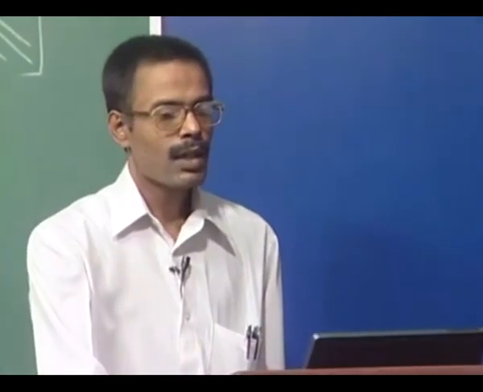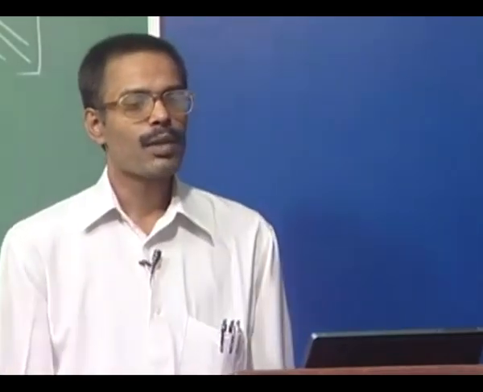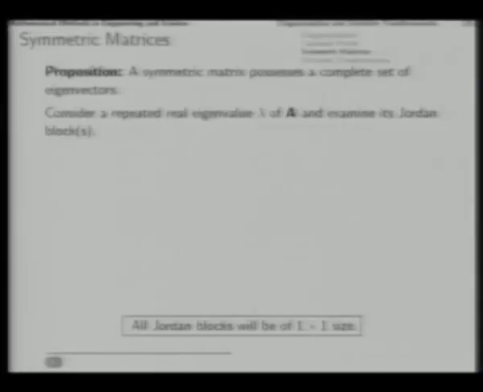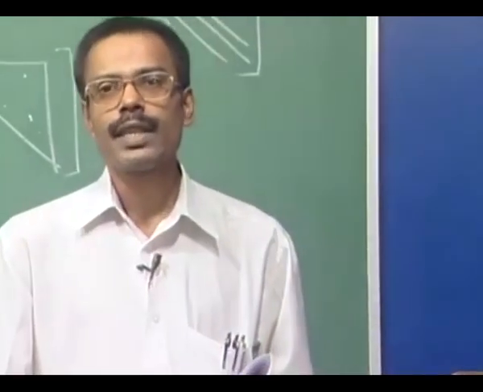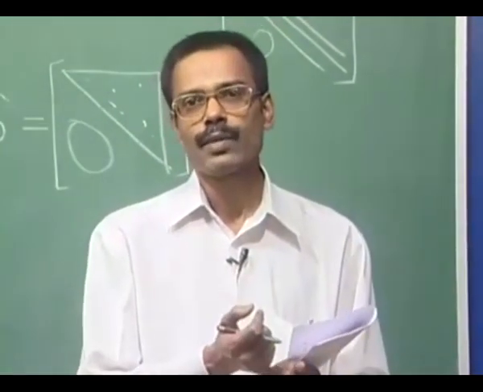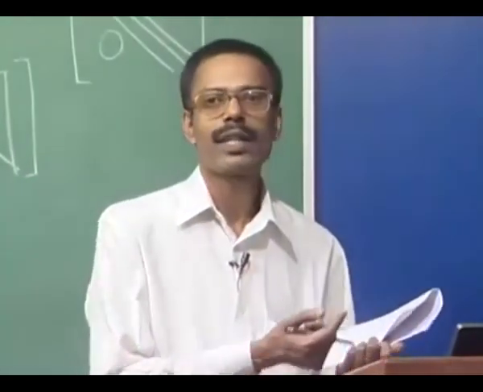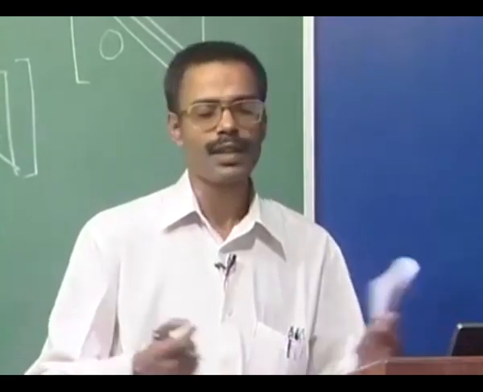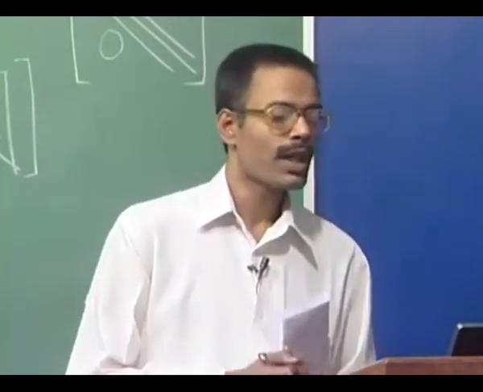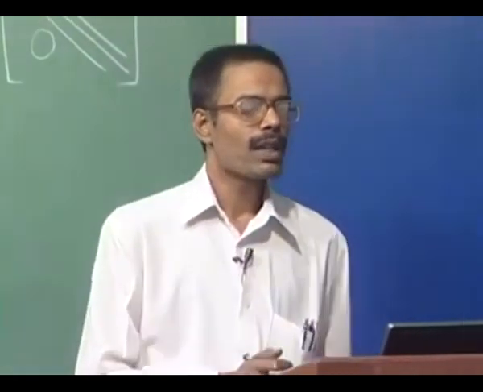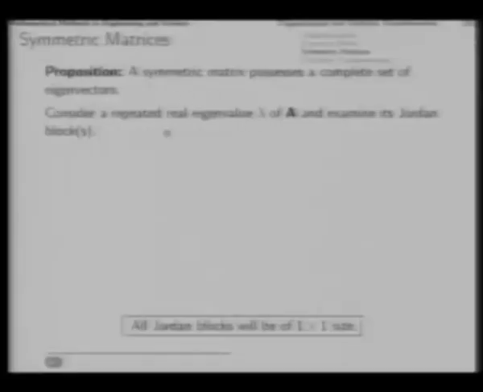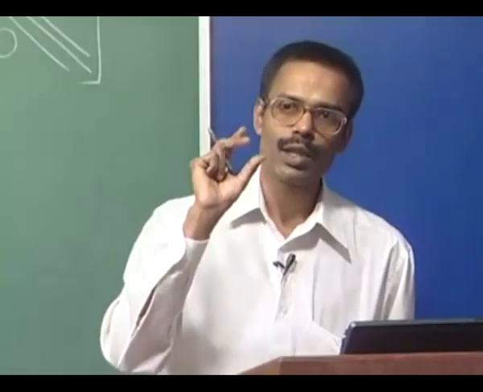For that, we consider a repeated real eigenvalue lambda of A, because if all eigenvalues are distinct, then we already know that each distinct eigenvalue will be associated with at least one eigenvector, which will immediately tell us that n eigenvalues will give n distinct eigenvectors. So there is nothing to examine there. We consider a repeated eigenvalue which might create some trouble, a repeated real eigenvalue of the matrix, and examine its Jordan blocks.